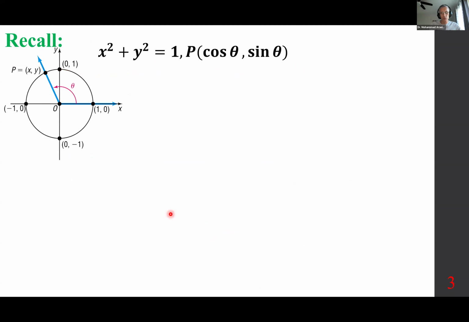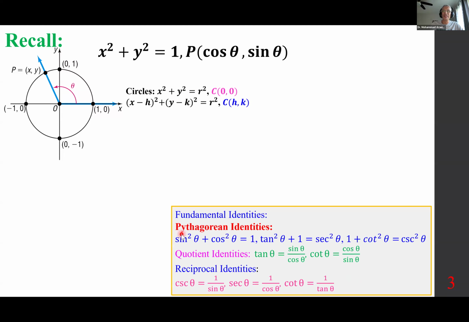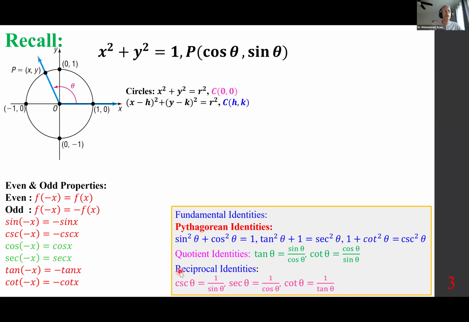Reminding everybody of trigonometric identities. It's a unit circle, x squared plus y squared equals 1. And in the case of a circle, x squared plus y squared equals r squared centered at 0, 0. X minus h quantity squared plus y minus k quantity squared equals r squared centered at h and k. Fundamental identities such as Pythagorean identities, quotient identities, reciprocal identities, even and odd properties. All trigonometric functions are odd except cosine and therefore secant.